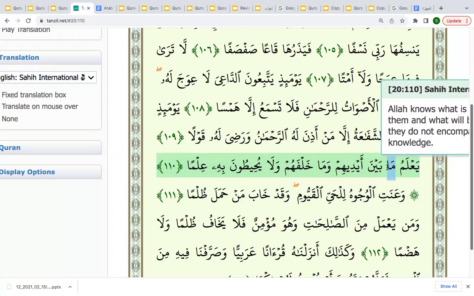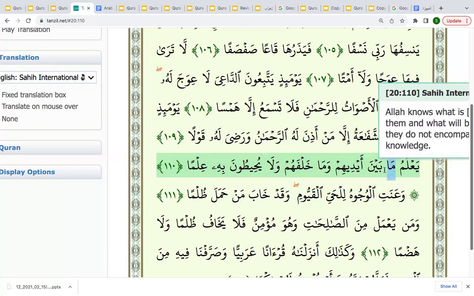Ma has no an, so it can be ismiya or harfiya. Let's not go there. Let's see first of all the sentence, understand the sentence, and then see if you want to give it a different name, or however you want to call it. Okay. يعلم ما بين أيديهم. He knows what is before them and what is behind them. Ma is going to be ismiya.